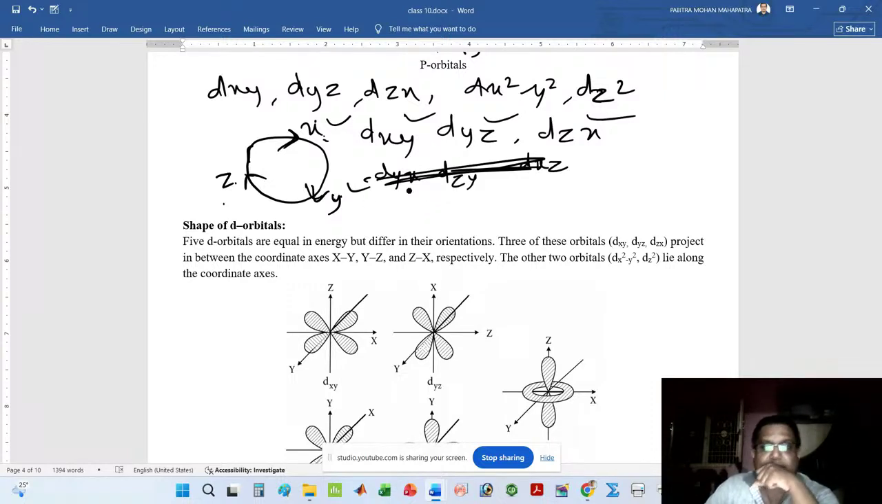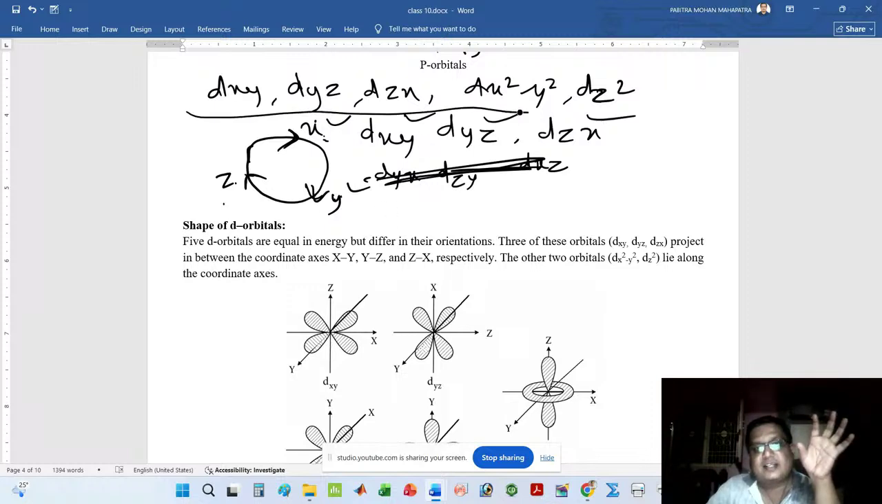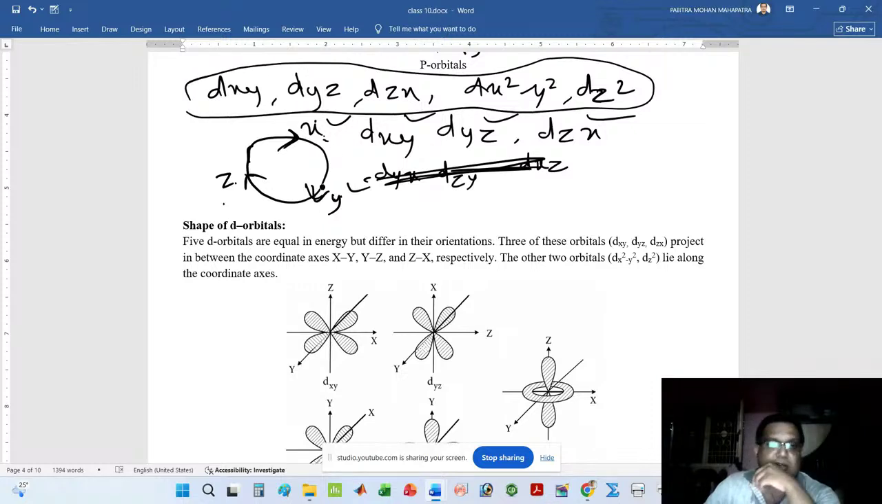The 5 d orbitals have equal energy, all 5 orbitals have equal energy like the 3p orbitals. We can divide the 5 d orbitals into two parts. The first part is dxy, dyz, dzx. They look like the same type. The other two are dx square minus y square and dz square.